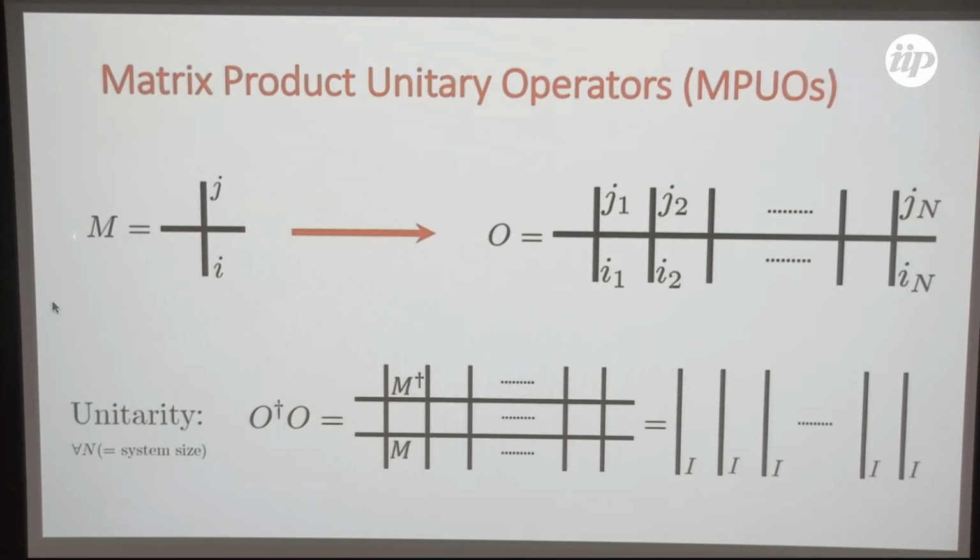And when you contract these local tensors in this way, this is now an operator from n spins, I1 to In, to n spins, J1 to Jn. And also, I always assume that there are periodic boundary conditions, so this leg is actually contracted with this leg always. And the condition that we impose is that we want this operator to be unitary for all system sizes greater than some constant C.